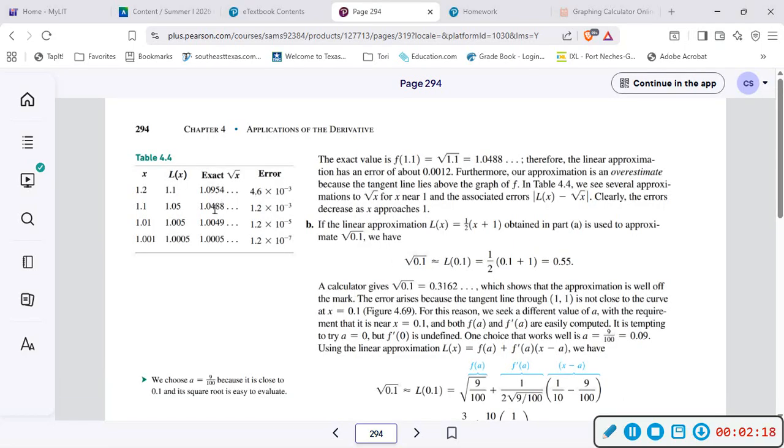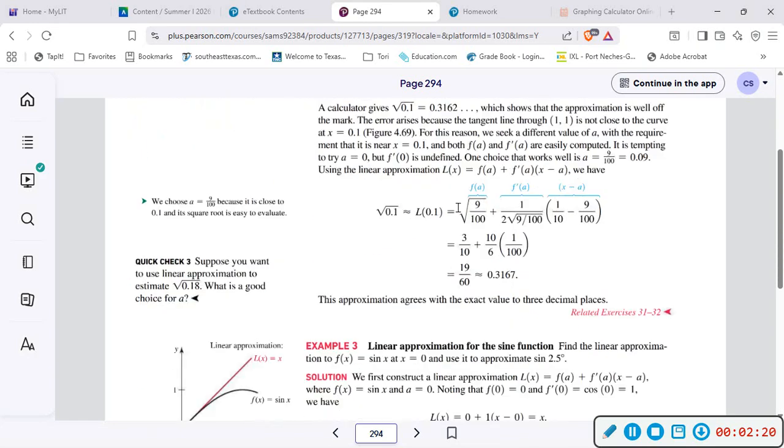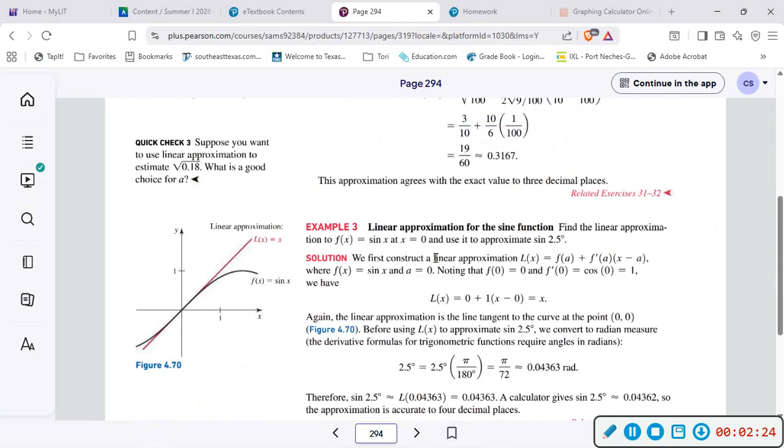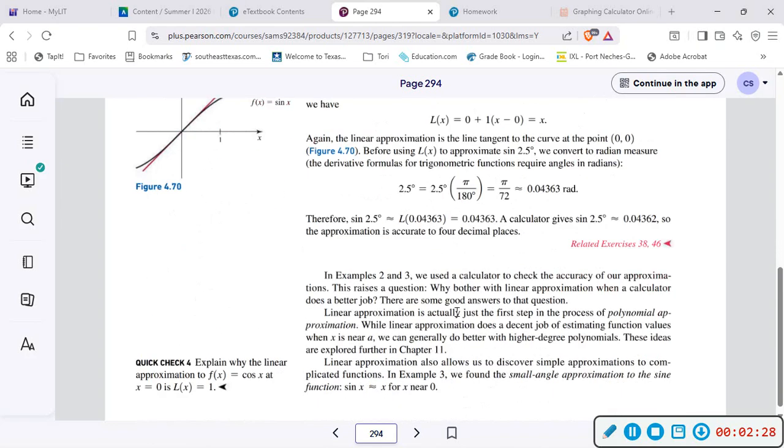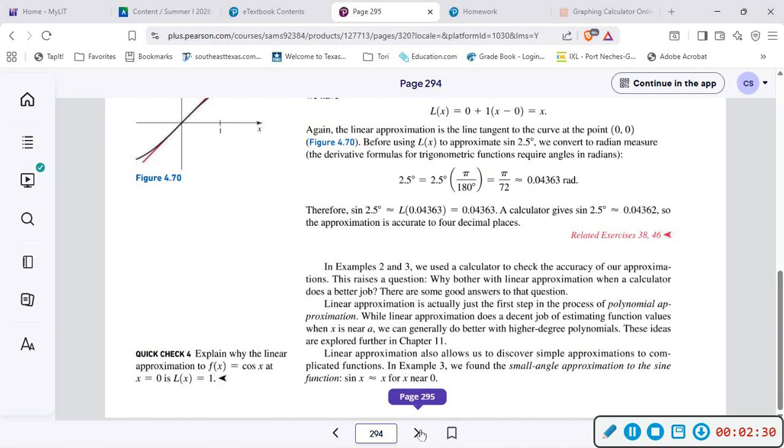Here it talks about some of the errors that you will observe when using the exact formula in the approximation. And then here are some other approaches using trig applications.